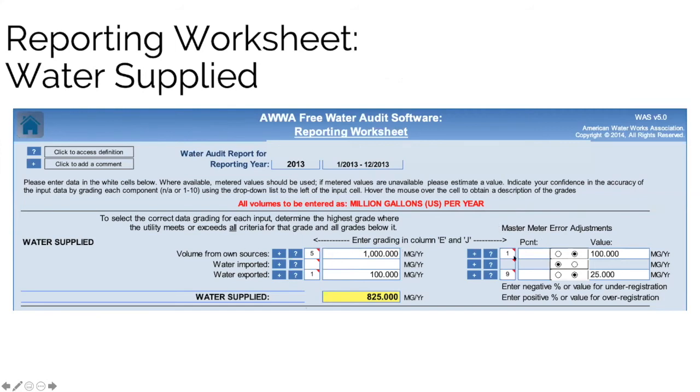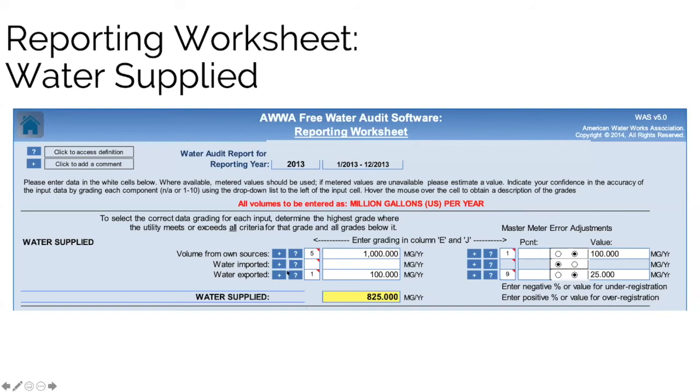So we only get to put in one error. So if you have multiple meters, so let's say you have 3 or 4 sources of water and each of those sources is metered, you have to calculate a flow weighted average value and either put a percent error or an actual value error in there, and to calculate out these master meter errors. And you need to do that for all 3 of these if you have them: the volume of own sources, import, and exported.